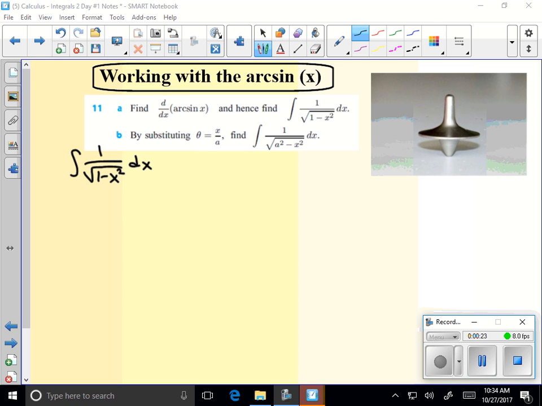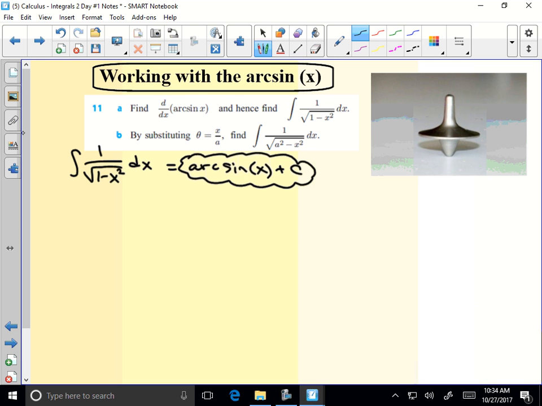Which of our arc sine, right? So this would be arc sine of x. Don't forget, some of you did on the test, plus c. Okay.